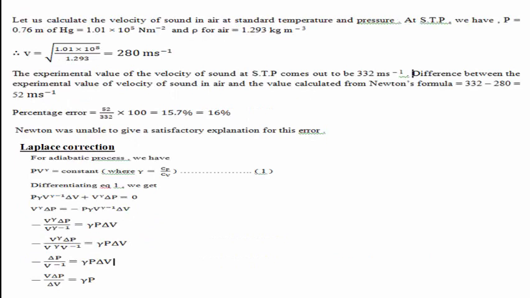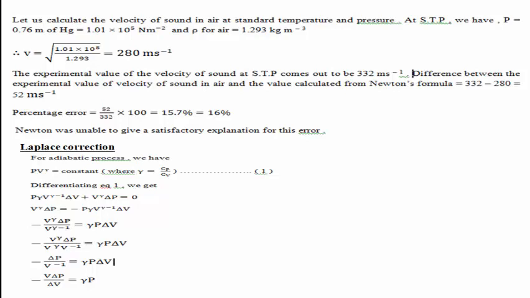Let us calculate the velocity of sound in air at standard temperature and pressure. Once you substitute all these values in the formula, you get 280 meter per second. And this 280 meter per second is the value of the velocity of sound calculated by Newton. But the experimental value for the velocity of sound is nearer to 332 meter per second. It means that there is a certain error.